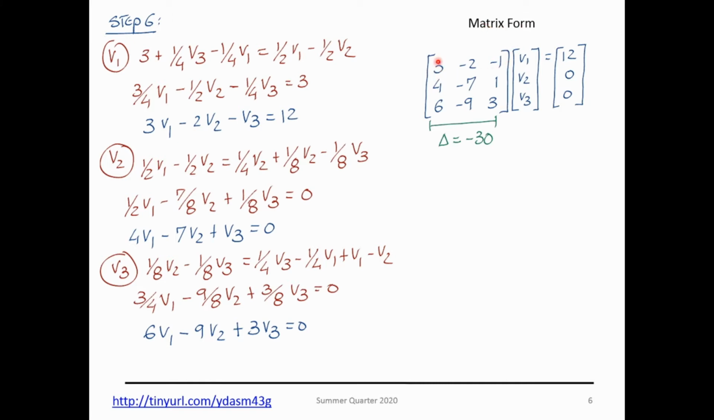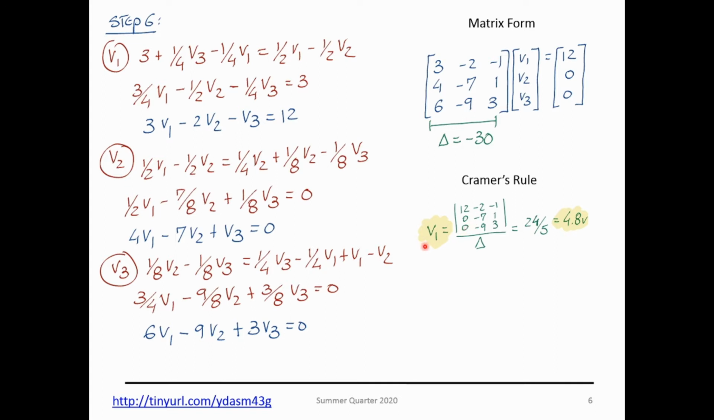So notice here that these 3, minus 2, and minus 1 are the coefficients of your first equation. And the second one, 4, minus 7, and 1 are the coefficients of your second equation. And these are the coefficients of your third equation. And then you put here your variables, V1, V2, and V3, equals the result, 12, 0, and 0. Now what you do is find the determinant of this matrix over here, which is going to be equal to minus 30, then you can apply Cramer's rule to find the values of your unknowns.